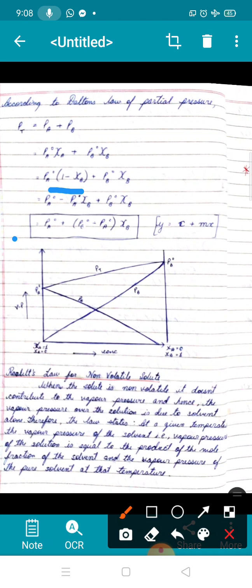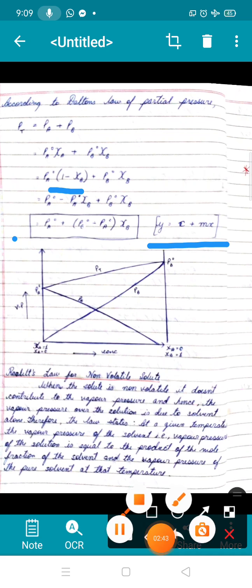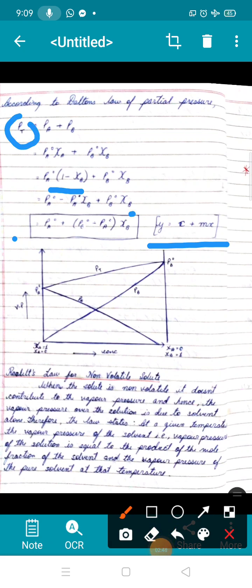This is the equation of a straight line because it is very similar to y equal to mx plus c. What is y here? Y is your P total. What is your m? M is PB naught minus PA naught because that is a constant and that is the slope. What is x? X is chi B, that is mole fraction of the solute. And what is c? C is again, we know y-intercept and it is a constant and it is PA naught. That means our variables out here are only 2 now. You can see we have only 2 variables. And the variables are P total and chi B.